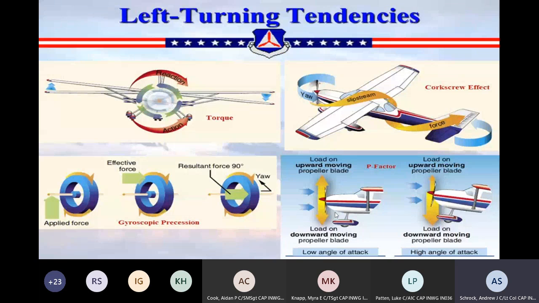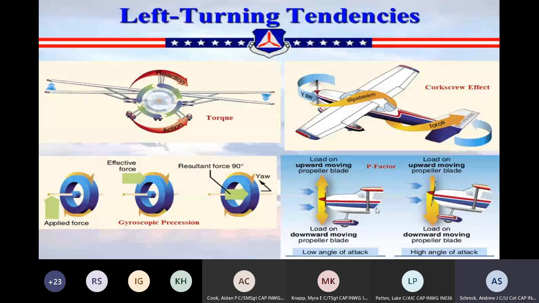The third one, if you see on the bottom left, it's called gyroscopic precession. Precession means that a force applied to a gyroscope is manifested 90 degrees ahead in the direction of rotation. The physics of this is extremely difficult to explain, and I don't even understand it fully. I've heard that gyroscopic precession is actually a right-turning tendency in a tricycle gear aircraft, which is what CAP flies, like Cessnas. But it's a left-turning tendency in a tail dragger.